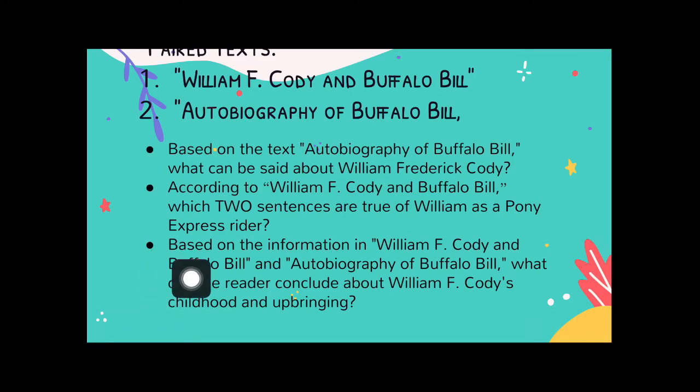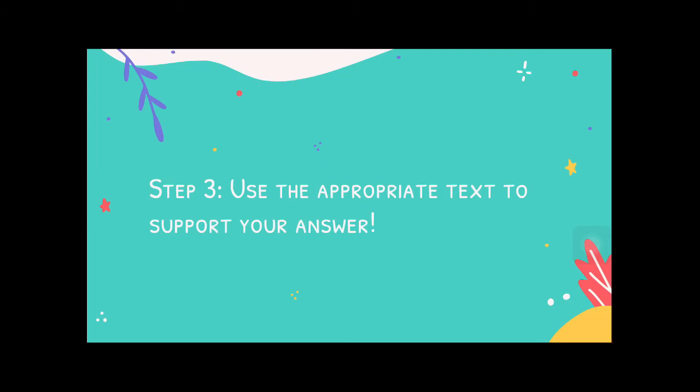Lastly, you might see something like this, where it says, based on the information in this and this, what can the reader conclude? This has both titles, so I'm going to use both texts in my answer. Remember, you might also see the word both instead of the two titles. Okay, your last step is to use the appropriate text to support your answer. So make sure that you're actually getting evidence from that text when you answer and not accidentally answering about the wrong text. Or make sure you're combining information from both texts if you're being asked to answer about both.